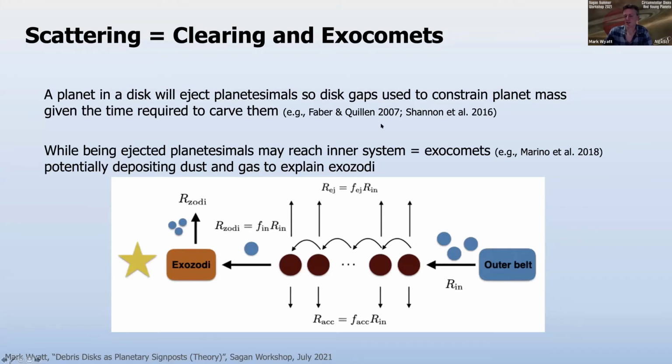But another thing that scattering does is not just remove material, but on its way to being removed, it radially transports it. So for example, comets in the solar system start out in the Kuiper belt, and then they get scattered amongst the outer planets before they make it into the inner solar system, where they can deposit their dust that can then feed the zodiacal cloud that we see. And the hope is that we can use observations of exozodiacal dust to inform on the kind of planetary system that is scattering exocomets inwards to cause this.